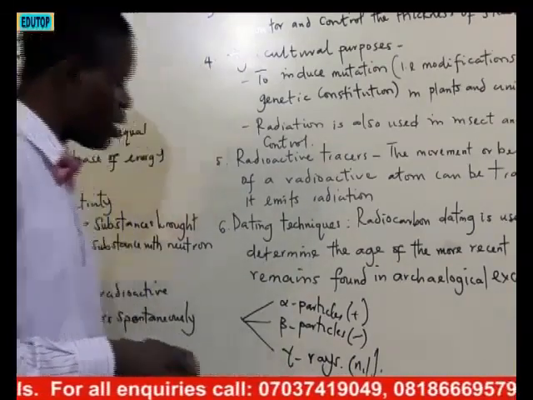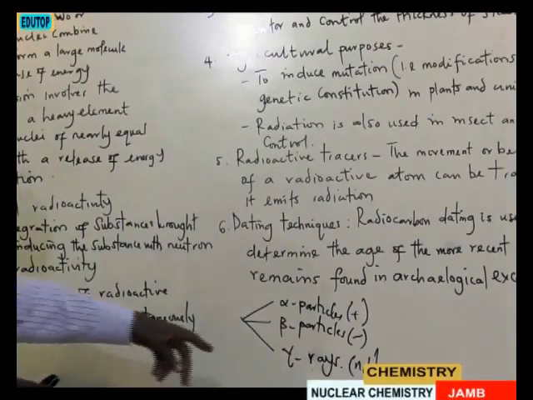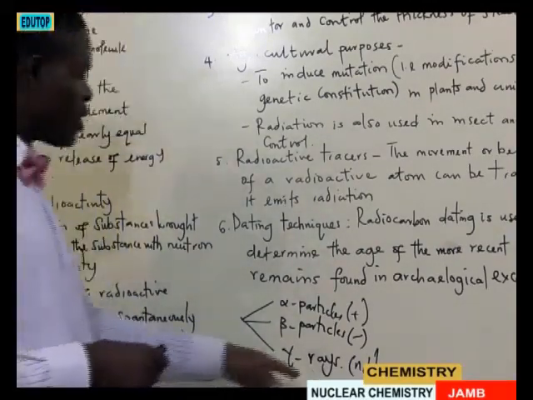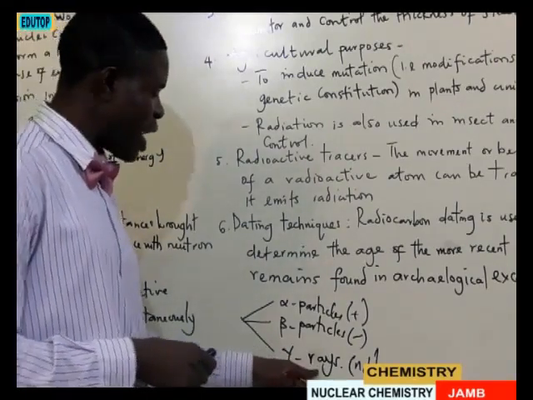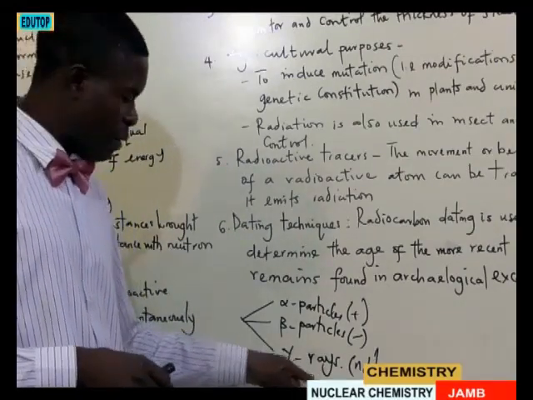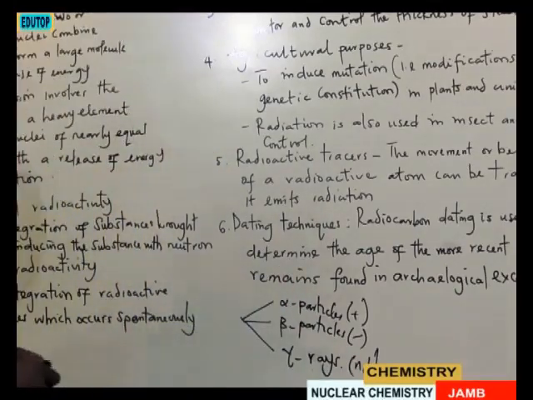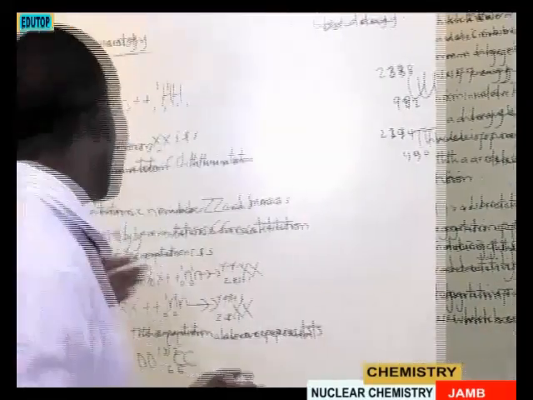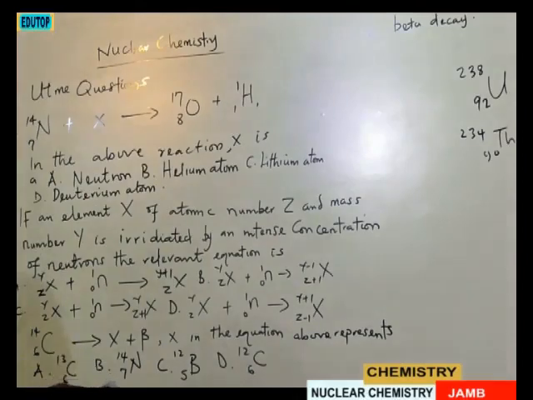Then gamma radiation. Gamma rays, they have short wavelengths. They are electromagnetic radiation. They have the highest penetration power. They have the lowest ionization energy. They are not deflected by magnetic field. These are the properties of these three radiations emitted when the nucleus decays. So these are the UTME questions structured for this particular topic, nuclear chemistry.